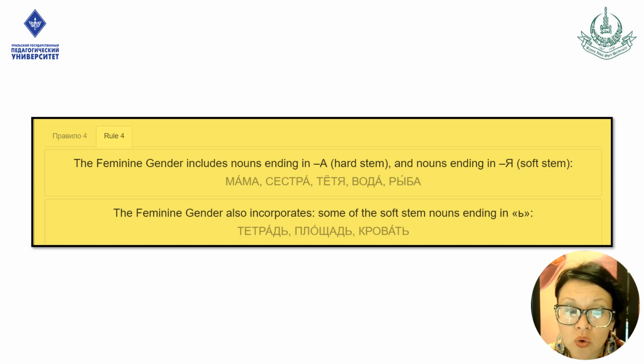The feminine gender also incorporates some of the soft stem nouns ending in soft sign, мягкий знак. For example, тетрадь, площадь, кровать. Right? Тетрадь, площадь, кровать. So you see, not only masculine gender words end in a soft sign, but also feminine gender words end in a soft sign. And you always have to check the gender of a noun ending in a soft sign.